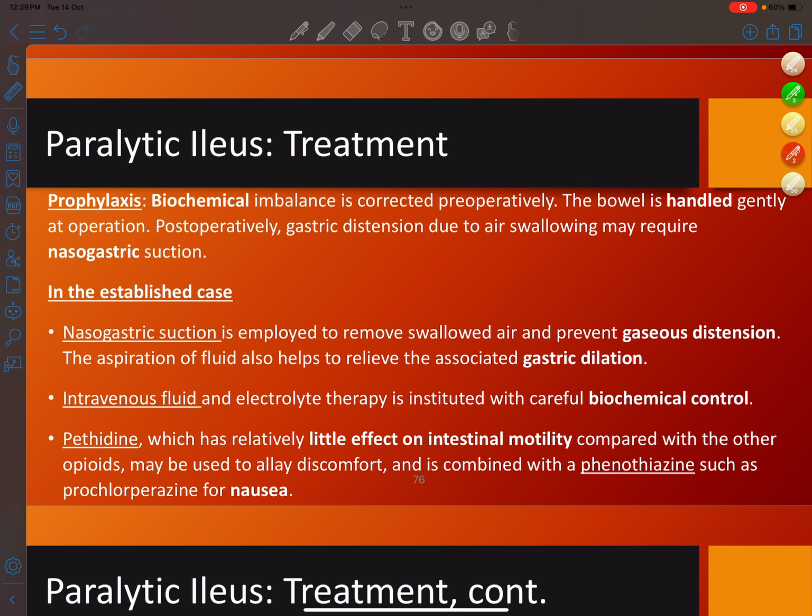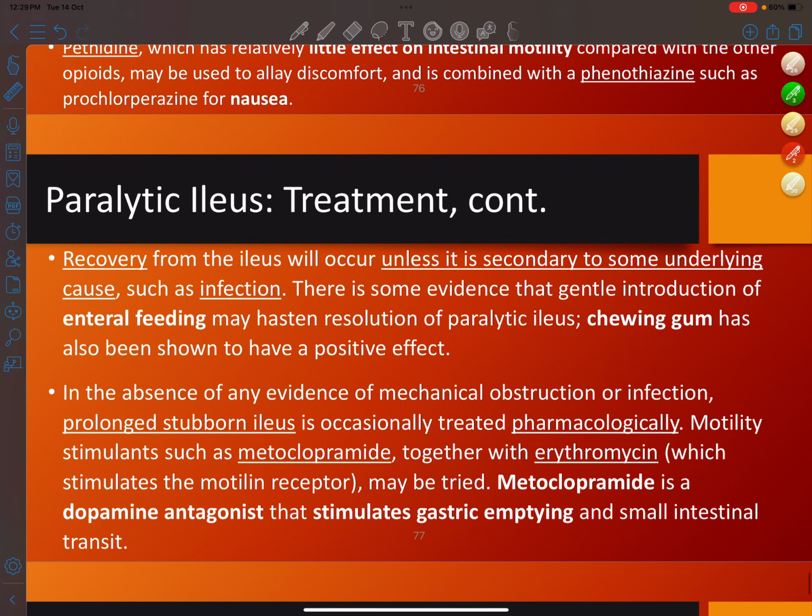If it is prolonged and we already investigated him with CT scan or so, and we make sure that there is no pathology going on and it is just prolonged paralytic ileus, sometimes we use pharmacological treatment, giving some medications to try to stimulate the bowel activity, like metoclopramide, which will help in emptying of the stomach and bowel, and erythromycin also, which stimulates the motility of the bowel.